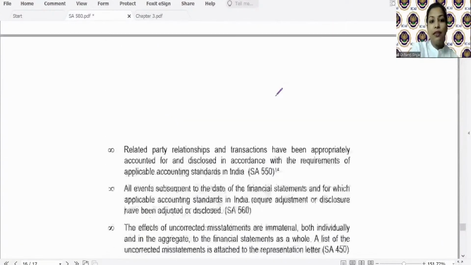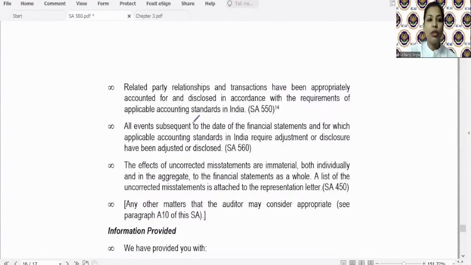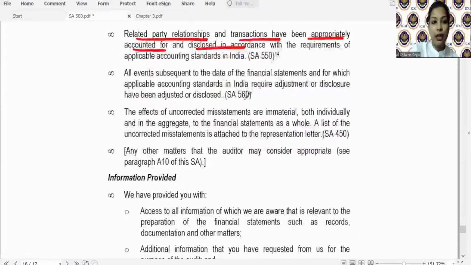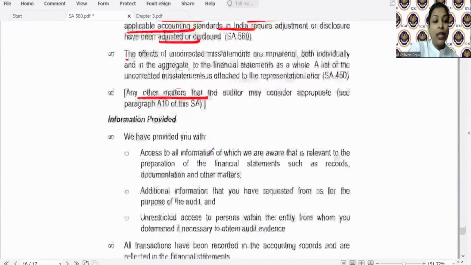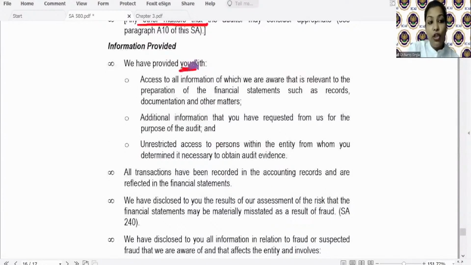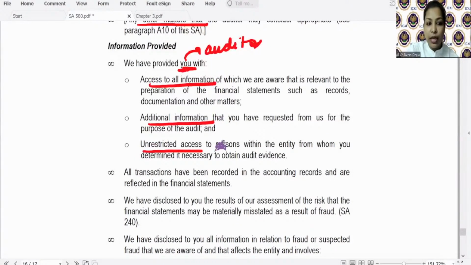So what is the auditor getting? Written representation with respect to all these matters. Related party relationships and transactions have been appropriately accounted for and disclosed in accordance with the applicable FRF. All subsequent events to the date of the financial statements for which applicable accounting standards require disclosures have been made, and any other matter. Further, we have provided you, the auditor, with access to all information, additional information, unrestricted access as it is, right?